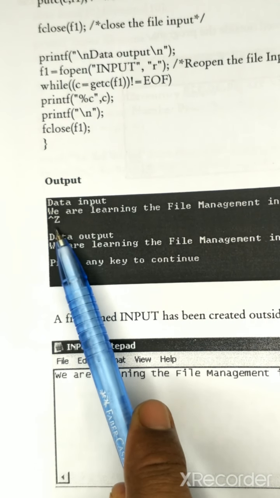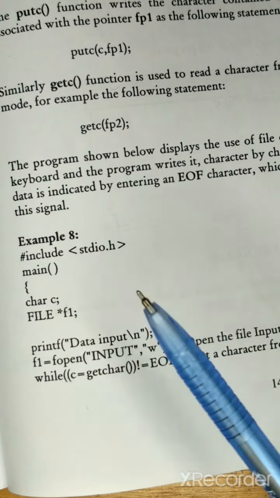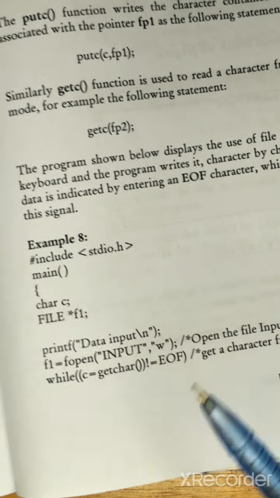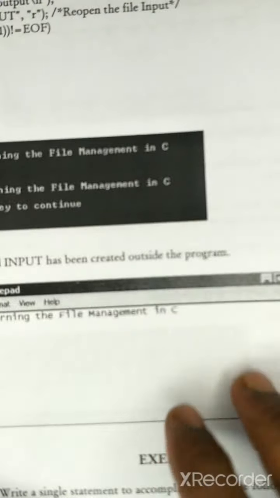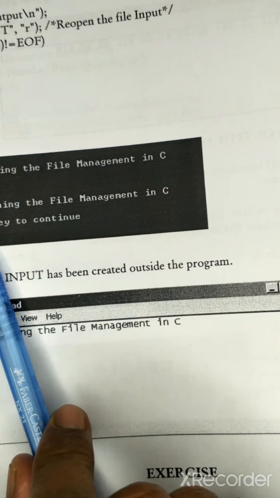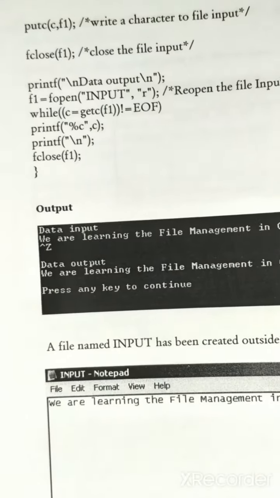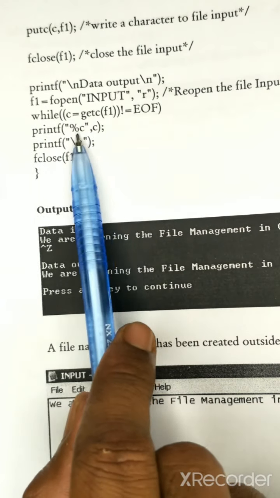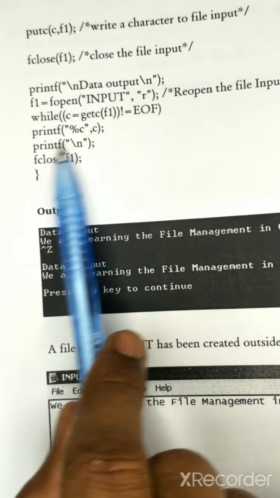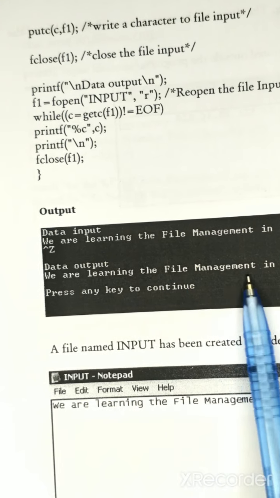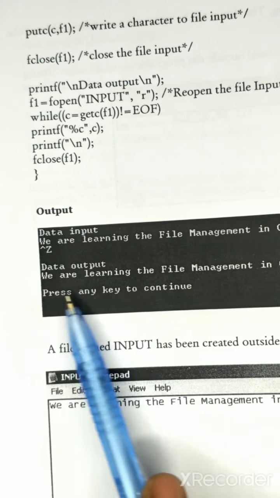Then we put the Control Z. So this statement here is getchar. Okay, and then if you compile this, this part here, data output, comes from this section here. And then while c get, it prints everything on the screen. So this is what we printed on the screen: we are learning the file management in C. And then press any key to continue.